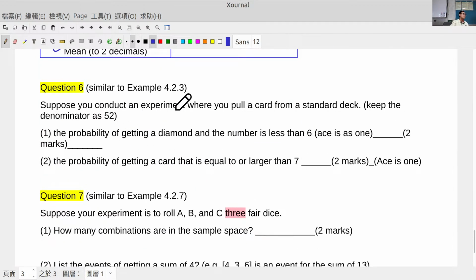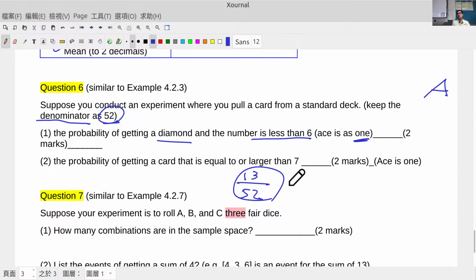Suppose you conduct an experiment where you pull a card from a standard deck. Keep the denominator as 52. What's the probability of getting a diamond, and the number is less than 6? The second question, the probability of getting a card that is equal to or larger than 7. Larger than 7? Yes, I think it reminds us the denominator should be 52. If you think the probability is 13, you can write down the 13.